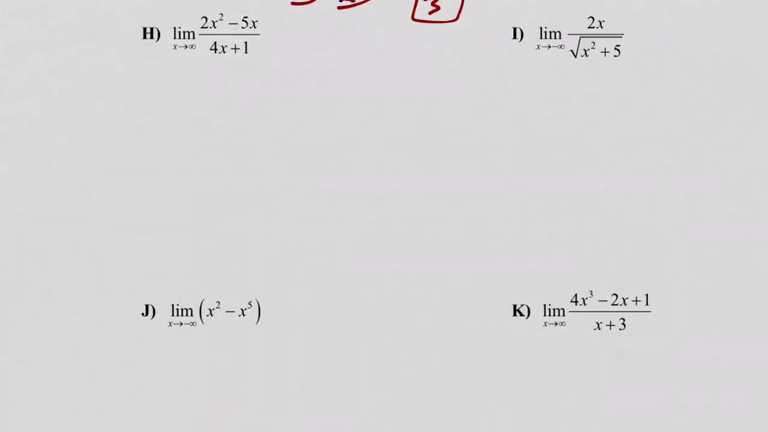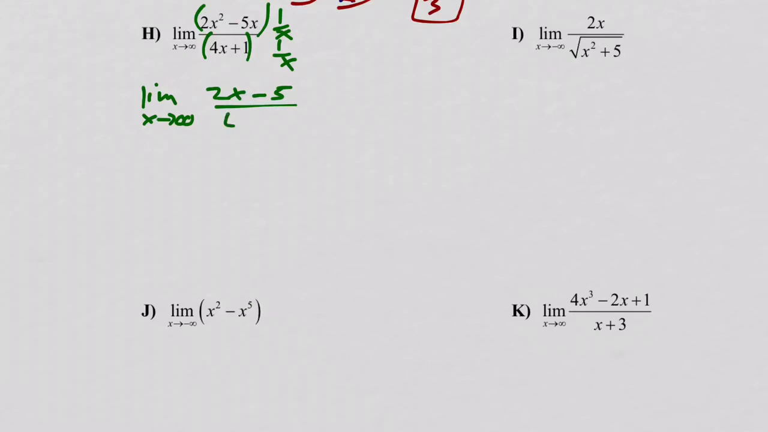If we look at letter H, as x approaches positive infinity, we're going to multiply by 1 over x to the numerator and the denominator. So when we distribute that in, we get the limit as x approaches infinity of 2x squared over x is 2x, 5x over x is 5, 4x divided by x is 4, and 1 over x is going to stay as 1 over x. Now we'll take our limit.